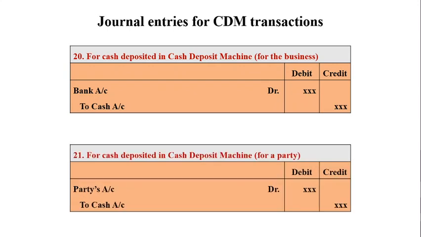21. For cash deposited in CDM in favor of a party. Now the accounts involved here are party and cash, and therefore debit the receiver, party account is debited, credit what goes out, cash account, therefore cash account is credited, and hence the journal entry is party's account debtor to cash account.